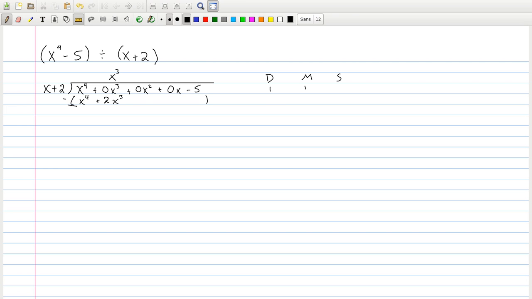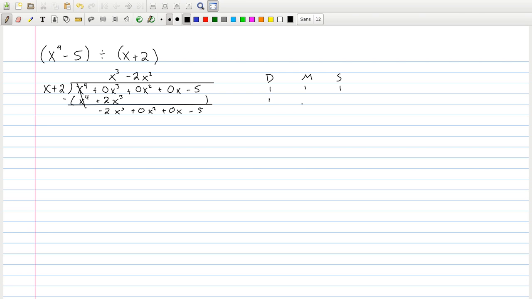So we're going to subtract all of this from the top row. X to the fourth subtract x to the fourth will cancel. 0x cubed subtract 2x cubed is negative 2x cubed. Nothing is being subtracted from these last 3 terms, so we can just copy them down to the bottom line. And that finishes the subtraction step. So we go back to the front and divide again. Negative 2x cubed divided by x is negative 2x squared.